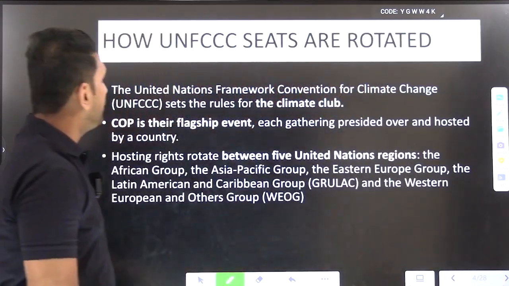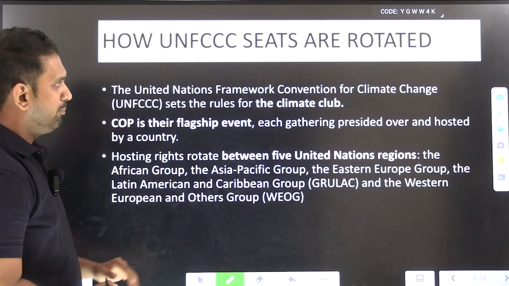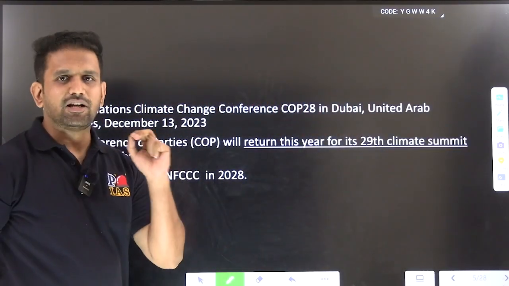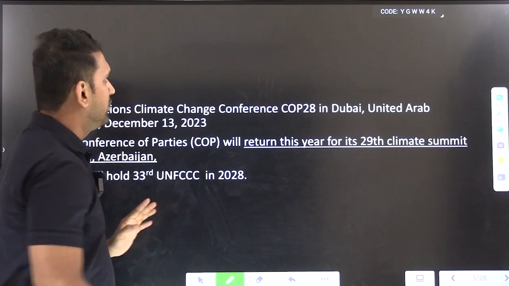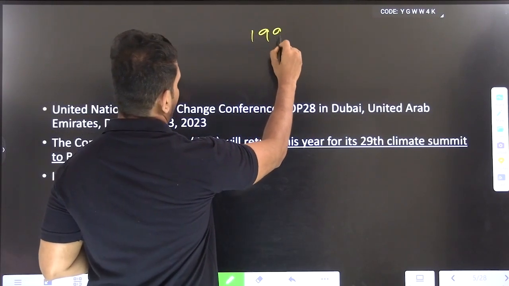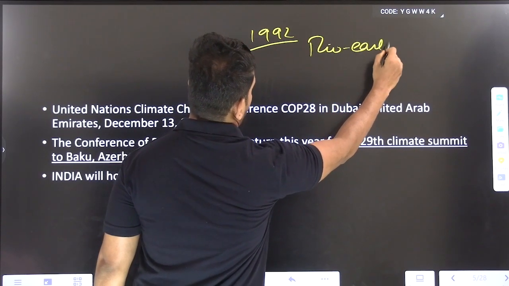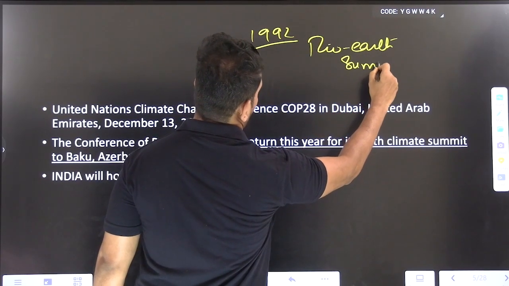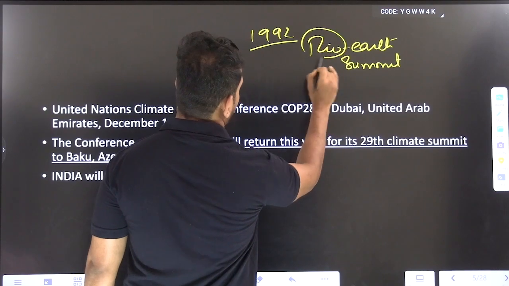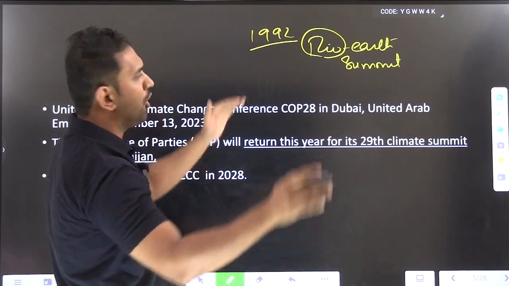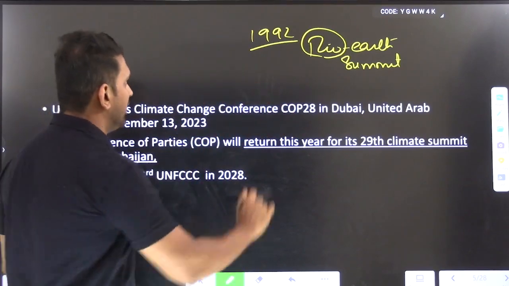Now let us look at how UNFCCC seats are rotated. Basically, let us go with the GK of it. A little bit of important information I will tell you. You might be aware that the Rio Earth Summit happened in 1992. Rio de Janeiro is a city in Brazil. In that meeting, on how to protect our Earth, the representatives of all the countries went there.